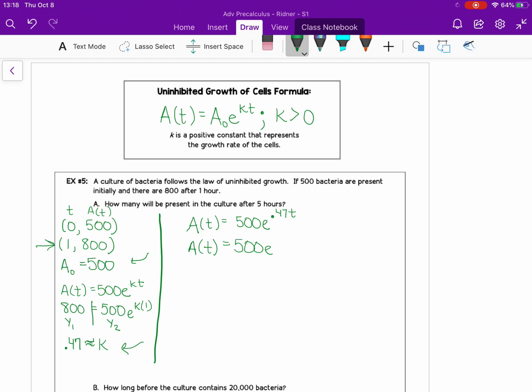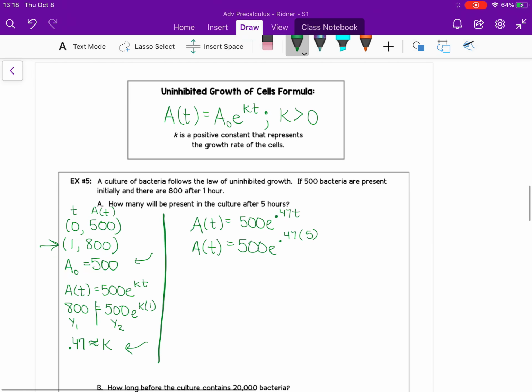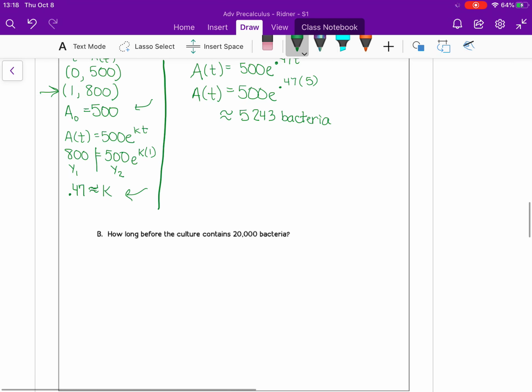So if you want to just type it in your calculator, one is as easy as the other because either way you're having to type it in your calculator, so it depends if it's already in there. So I could type that entire block in, or I can do the graph way that I just showed. Either way, I'm getting 5,243 bacteria if I round. That's pretty amazing. You go from 500 and then 5 hours later you have 5,243.